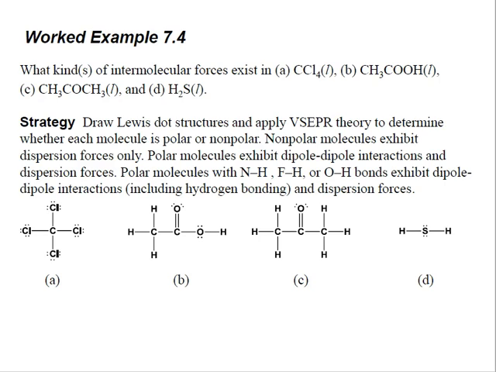So let's jump right in and look at the Lewis structures of each of these, and then we'll look at each one and determine what intermolecular forces are present. So here's our structure of this first compound. This is carbon tetrachloride. It has a carbon in the center, 4 chlorines. Here we have acetic acid. It's vinegar. It has a carbon double bond O, carbon here, and then an OH.